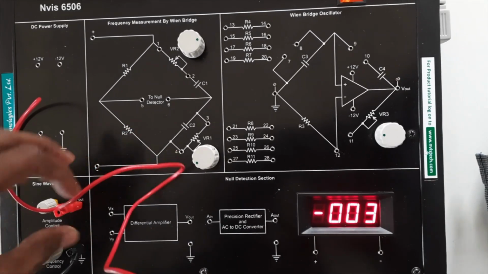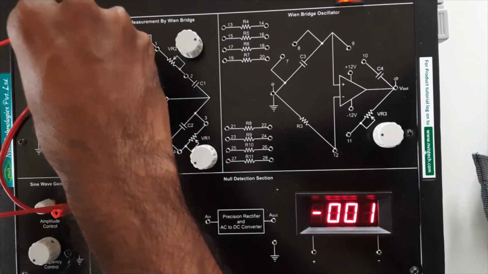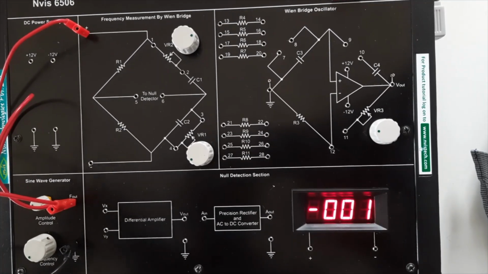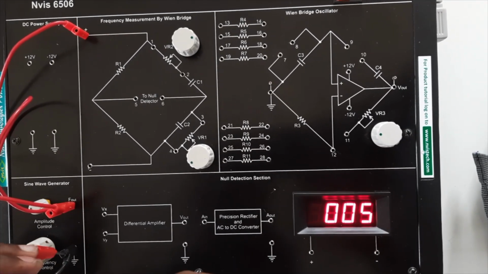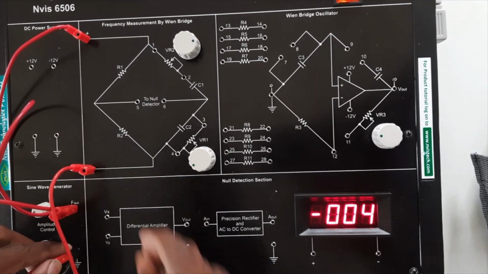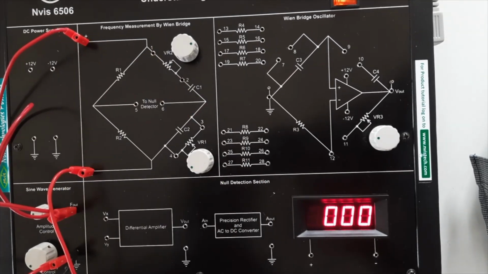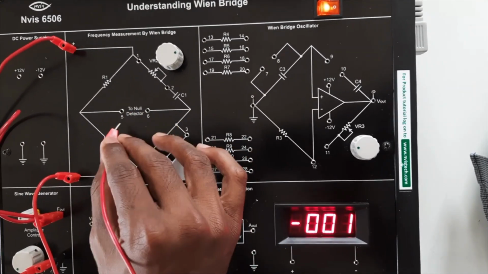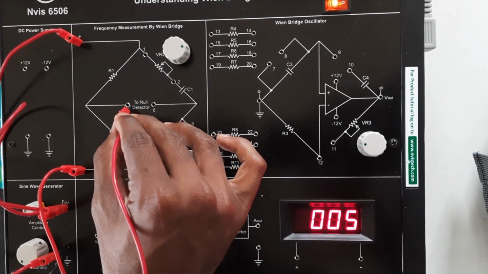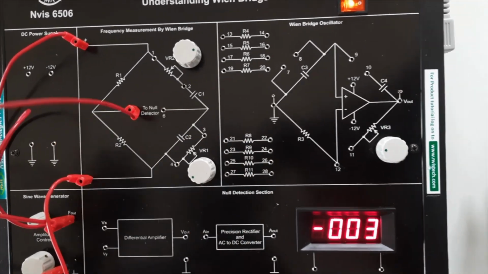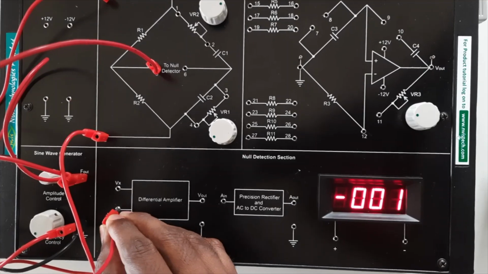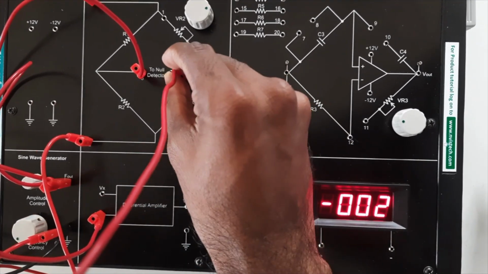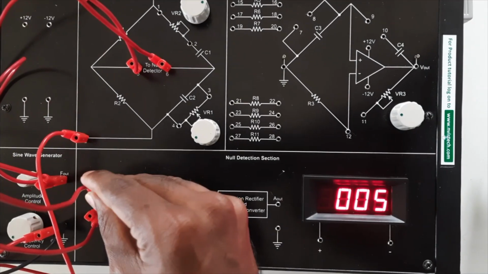From the input, apply it to the bridge positive, and next ground is connected to negative. So these are the inputs of the Wien bridge, and then after that the bridge output, that is 5 and 6 null detectors. Okay, so this 5 will be connected to Vy and 6 is connected to Vx.